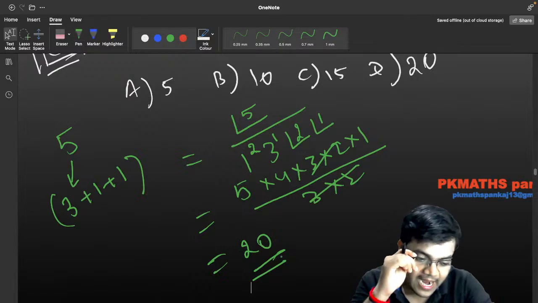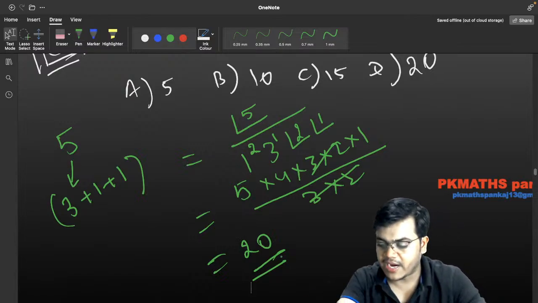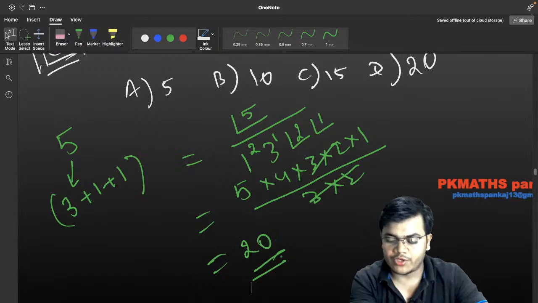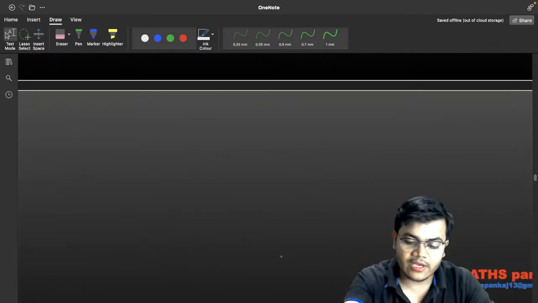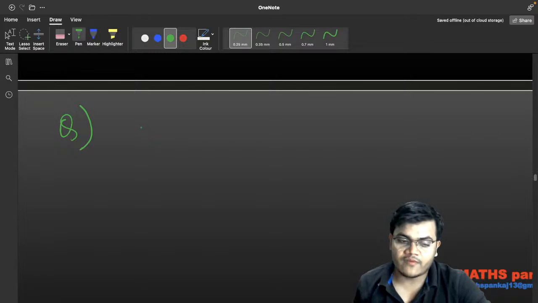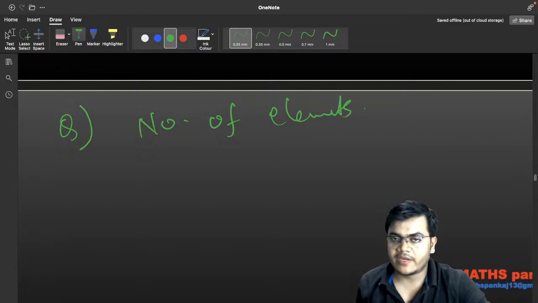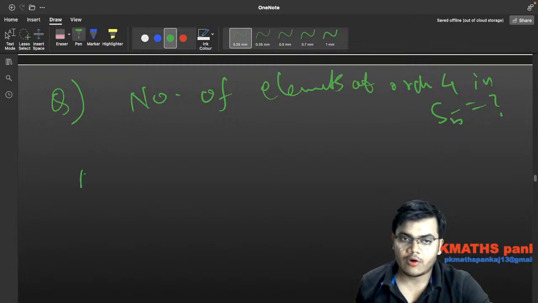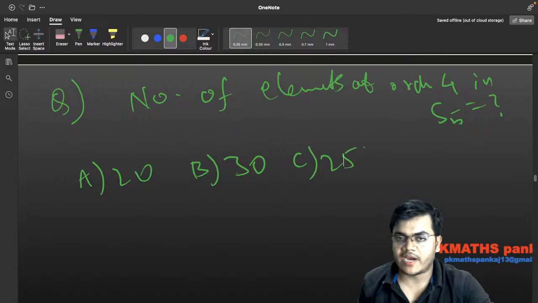So this time Ashish Tiwari ji and Shubham ji were absolutely right. So now we are coming to some more questions like this, that if you are going to be asked for number of elements of order 4 in S5. What do you think? How many number of elements will be there? Option A 20, option B 30, option C 25, option D none.